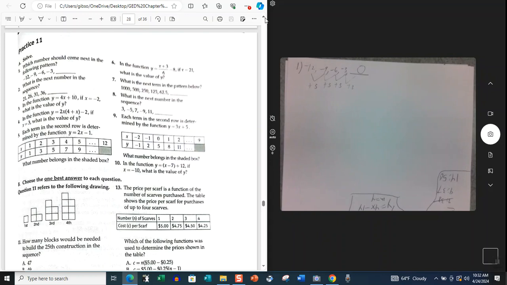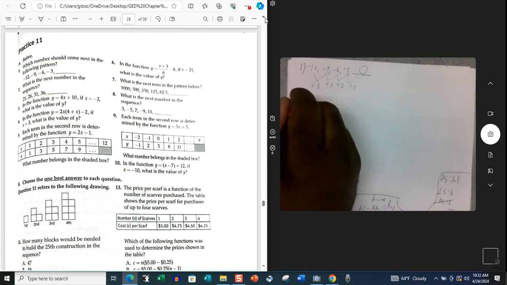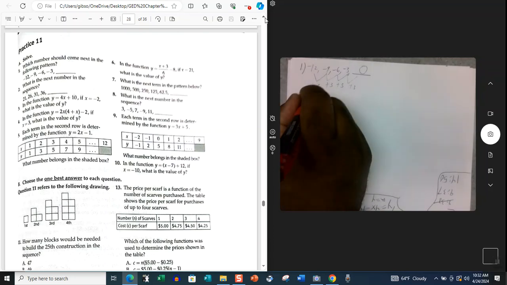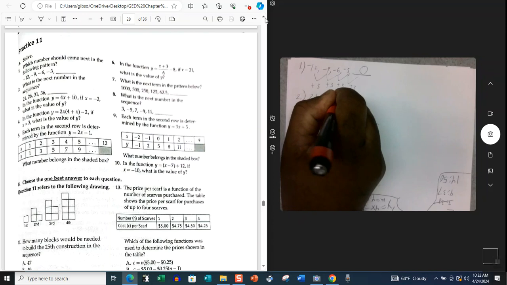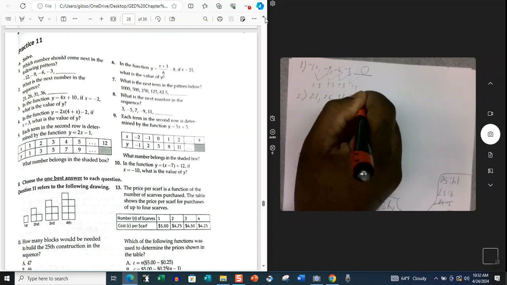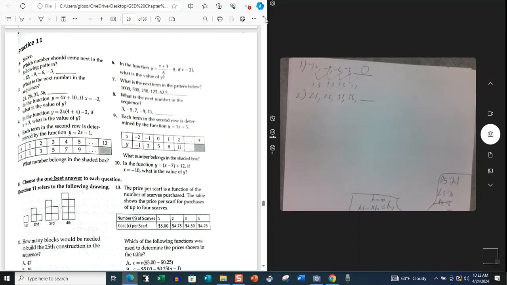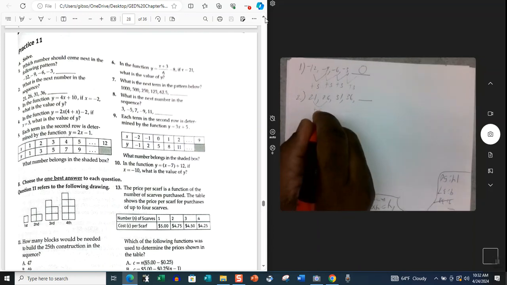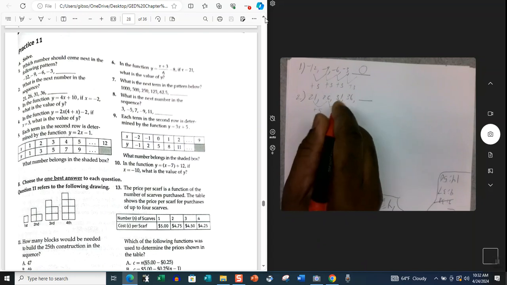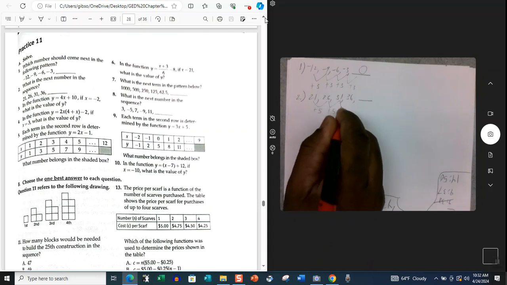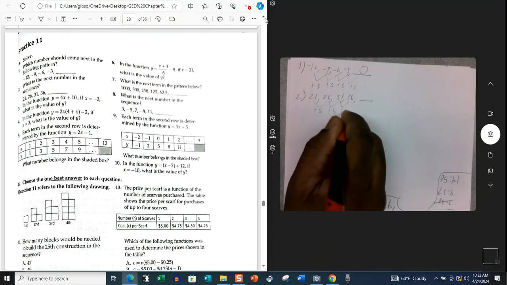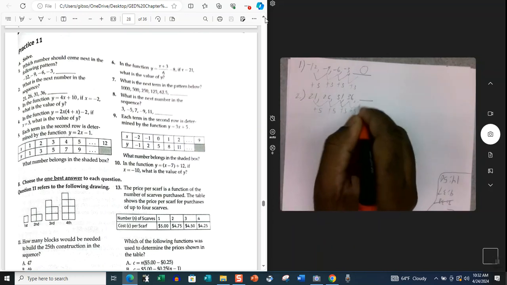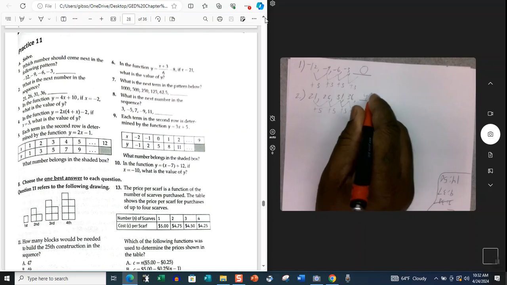All right, now, for number 2, it says, what is the next number in the sequence? We had 21, 26, 31, 36, and then the next number. Now, to go from 21 to 26, we would add 5. To go from 26 to 31, we add 5. To go from 31 to 36, we add 5. So that's the pattern. So we'll need to add 5 to 36, which will give us 41.